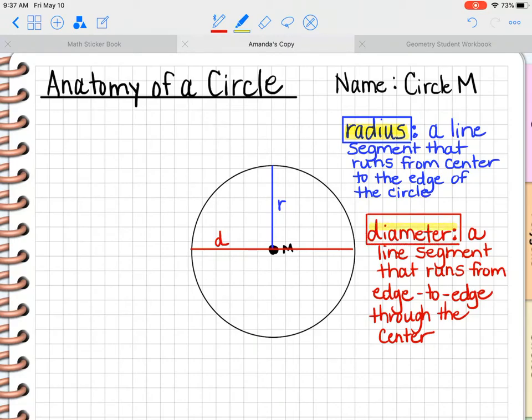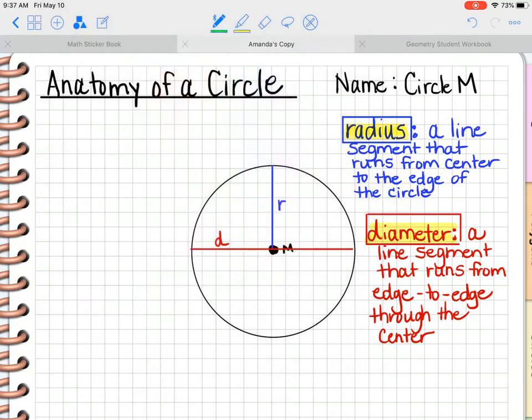So it's important to understand the difference here. And if you notice, it takes 2 of the radii to make 1 diameter. 2 of the blue lines would equal the red line. So radius and diameter are linked very closely together.